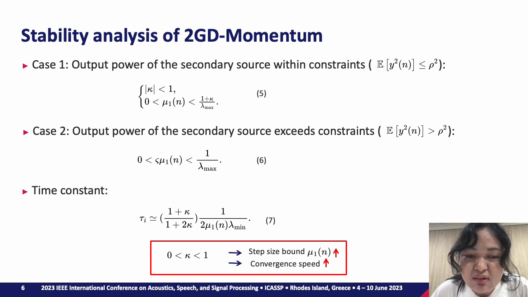Also, the time constant depends on the momentum factor. After analysis, we can see that if the momentum factor is larger than 0 but smaller than 1, the step size bounds and the convergence speed are both improved.